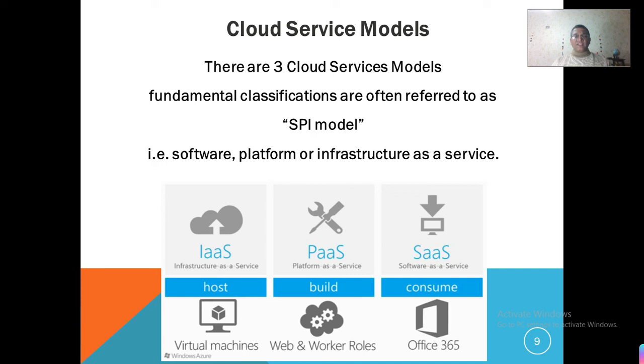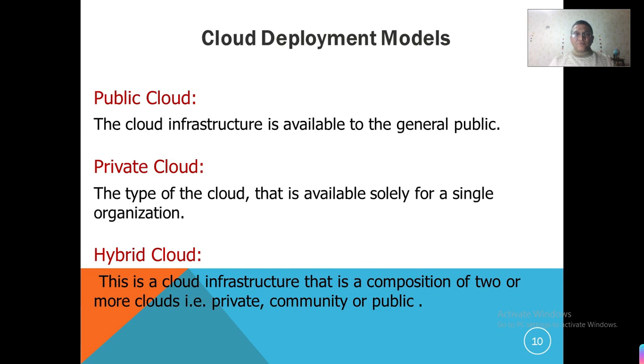At this point of time, we only need to understand that we have three different models provided by the cloud: IaaS, PaaS and SaaS. What exactly they are, how they look, how they work, and the different properties of these models will be discussed later. Similarly, we have three deployment models, meaning how these cloud services can be deployed. One is public cloud, then private cloud and hybrid cloud.